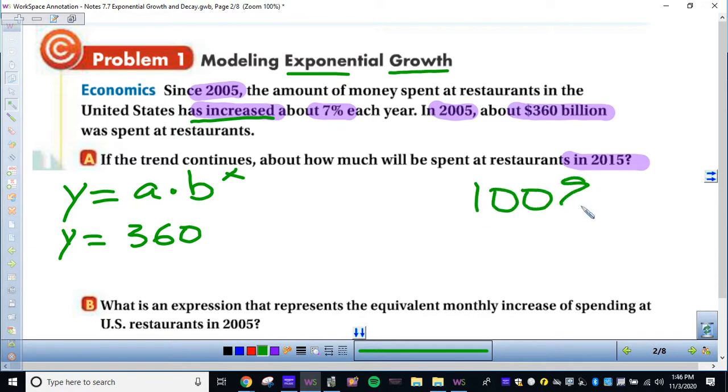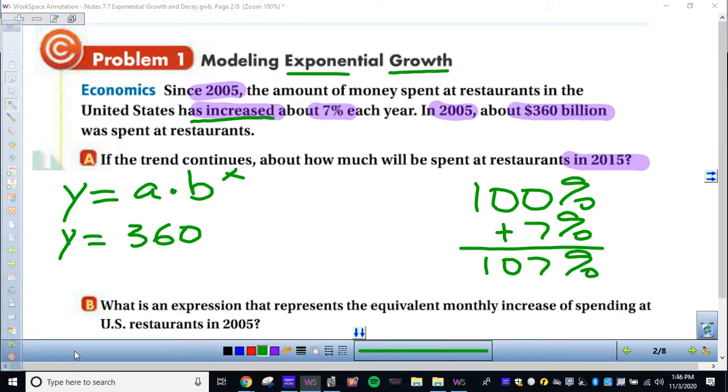So 100% represents the $360 billion we started with. Now, from that $360 billion, we're adding 7% each year. So we want to add that 7%. It's 100% that normally messes with people's head. It's just the money we start with, or whatever the problem is talking about. So we get 107%. So when we're doing these math problems, we can't mix numbers and percents, otherwise we get answers that are massively wrong.